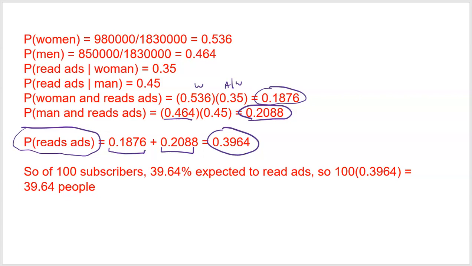Now, in any one trial, you're going to have a whole number. Wow, 72 people read the advertisements. Oh, 56 people read the advertisements. But in the long run, if we look at 100, 100, 100 over and over and over again, in the long run, we'd expect an average of 39.64 people to read the advertisements.